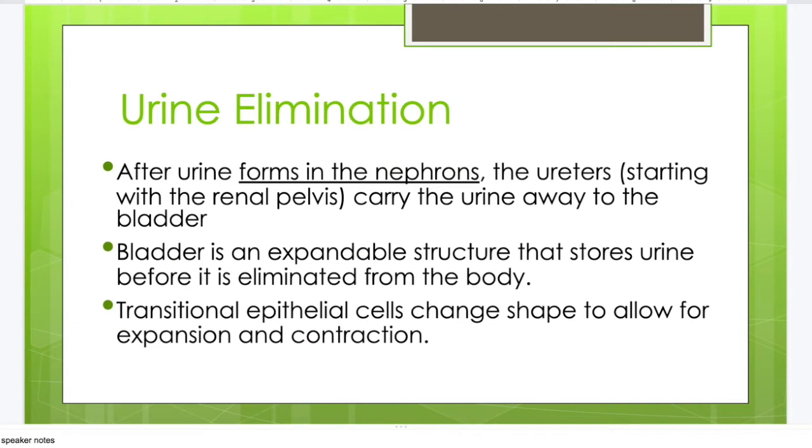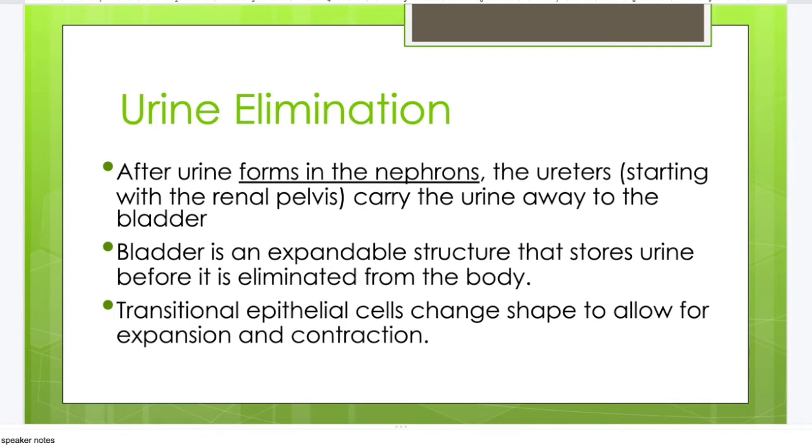Being able to actually get rid of urine. Again, urine will form in the nephrons of the kidney. From the kidney, it goes into the ureters, which again, a reminder that the ureters are continuous with the renal pelvis, part of the kidney. And that will carry urine. The ureters carry urine away from the kidneys to the bladder.